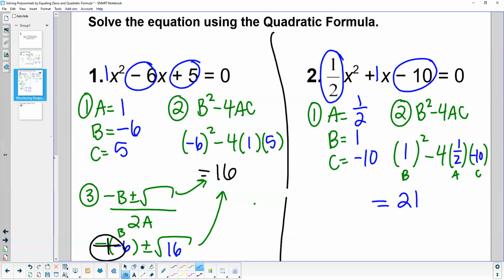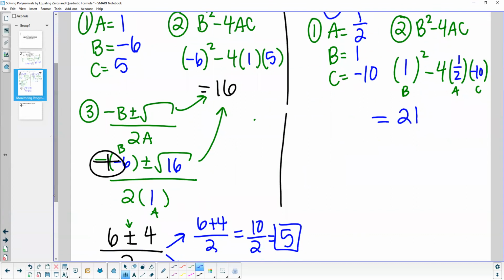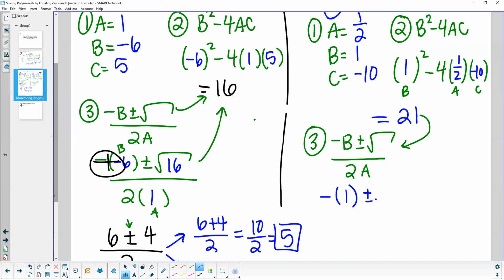Okay, so with that solution of 21 there, what we want to do is now move ourselves on to step number 3. That's where we do the opposite of B plus or minus the square root of this answer divided by 2 times A. So let's go ahead and fill those in there. We've got the opposite of B, and our B again was 1, plus or minus the square root of what we got up here, which is 21, divided by 2 times A, and our A was 1/2.